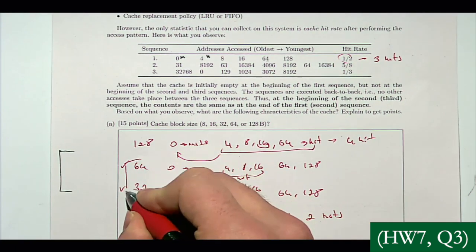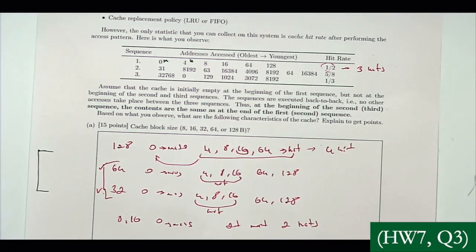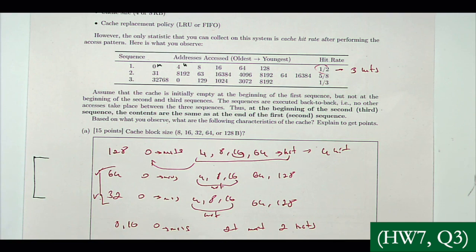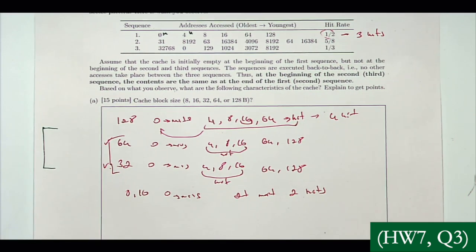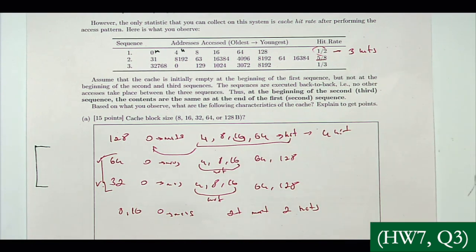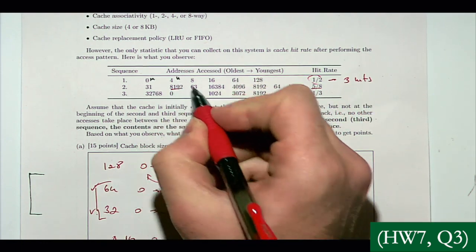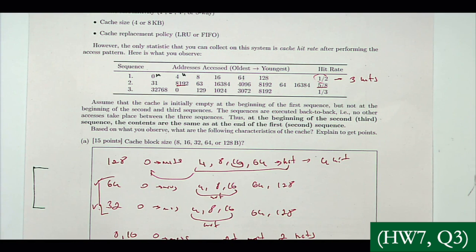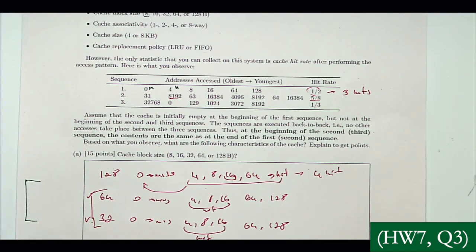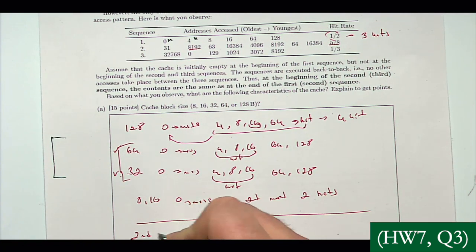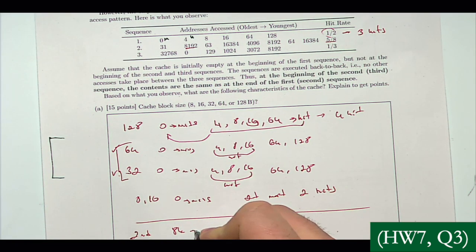So okay, we are in between 32 and 64. We need to look at the second sequence in order to say that, okay, this is the cache size. For this one, basically, the hit rate is 5/8. And so we need to first look at those addresses because we are sure that those won't be in the same block when they are first accessed. So for the first 8K, this is a miss. For the first 16K, this is also a miss.